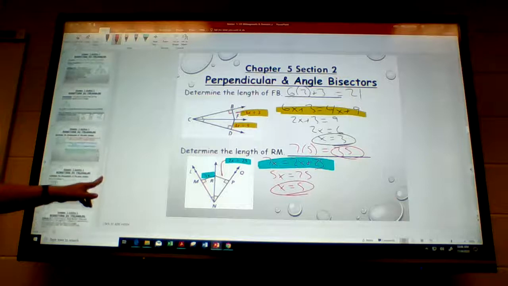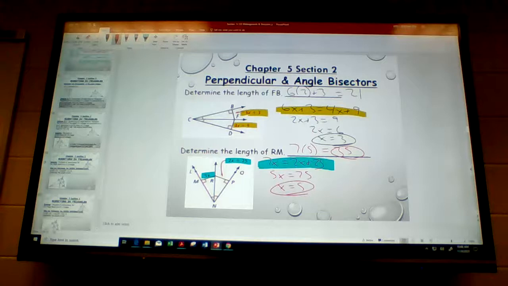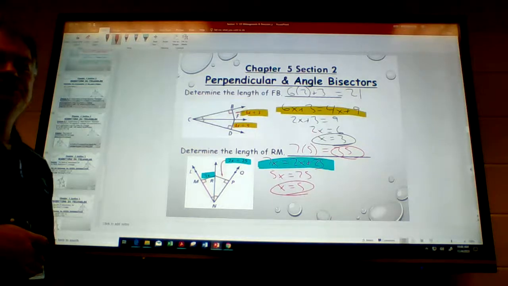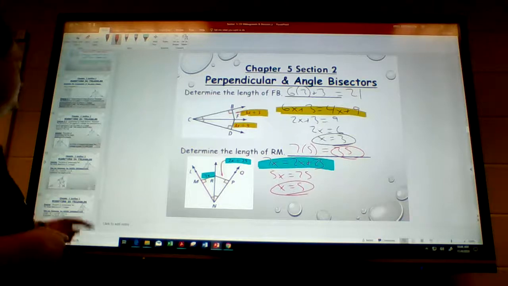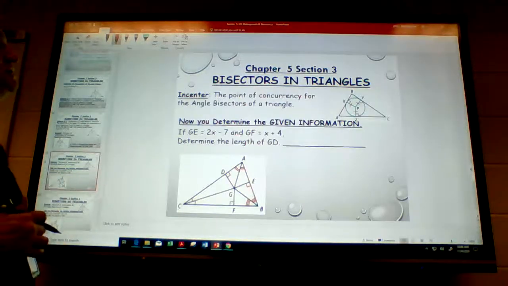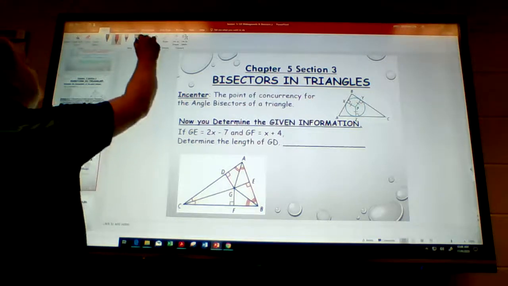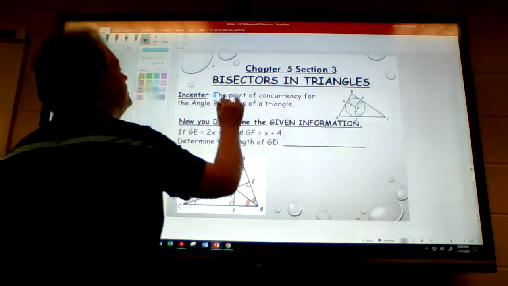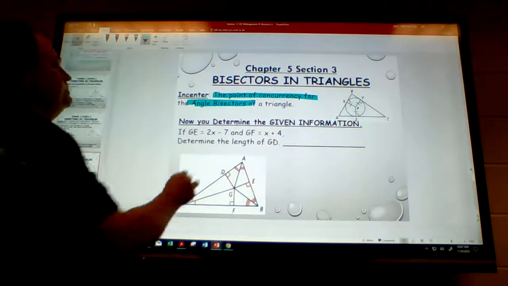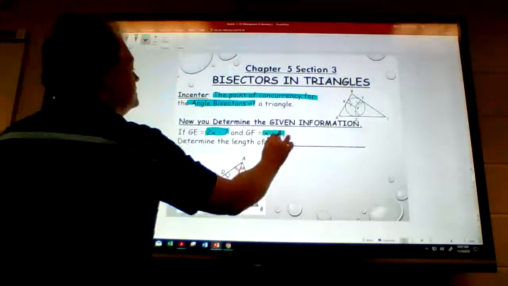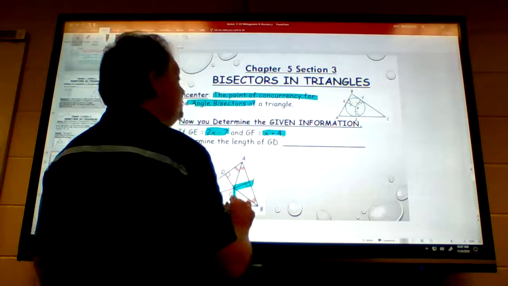Now, I'm going to skip down to parts of section 3. We're really not going over it, but I just want to show you a couple of examples of what you need to know. I'll fill in the rest, and you can look at the notes later. I'm going to go over one example with you, and it says the incenter is the point of concurrency for the angle bisectors. When we talk about point of concurrency, here's what you need to know. Know that GE and GF are equal. So GE, which is right here, and GF, those two are equal.